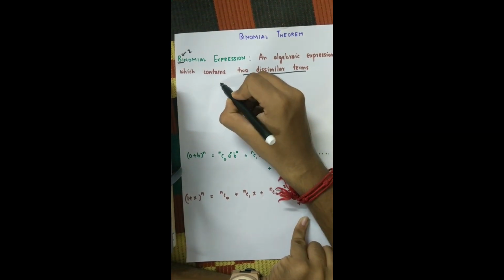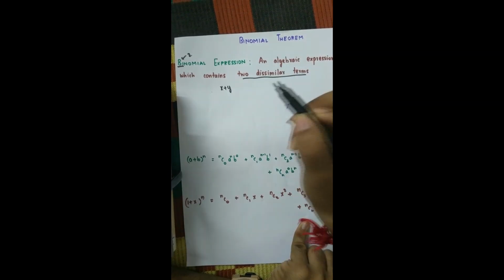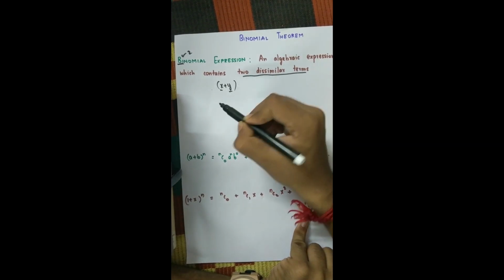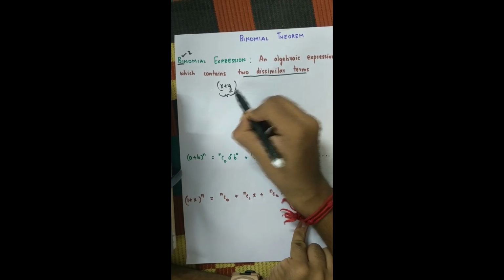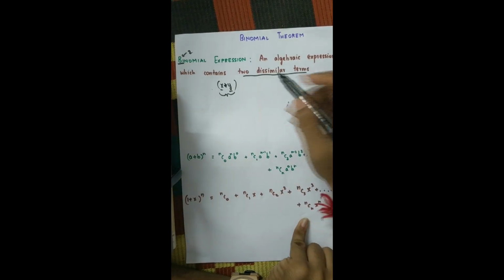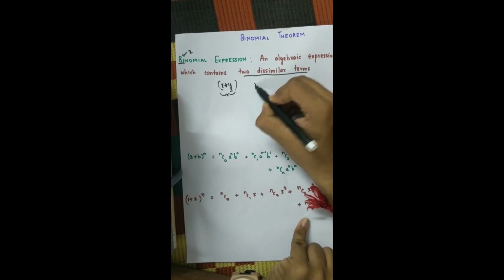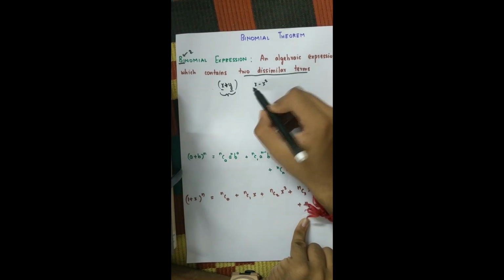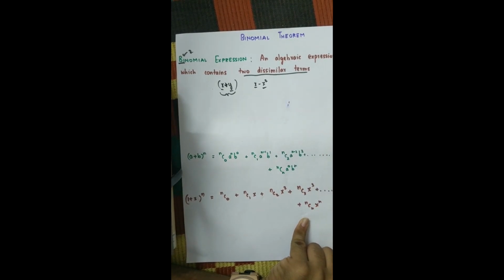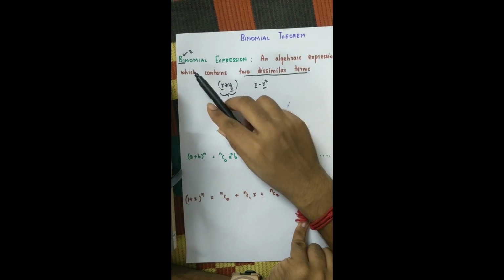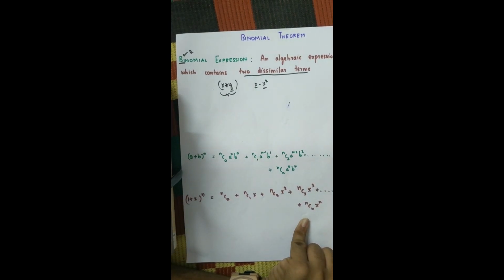Now let's say x plus y. This has two dissimilar terms x and y, and it is an algebraic expression with a plus symbol in between them. Next, let's say x minus x squared. This is also an algebraic expression with x and x squared as the terms. So basically these are examples of a binomial expression.